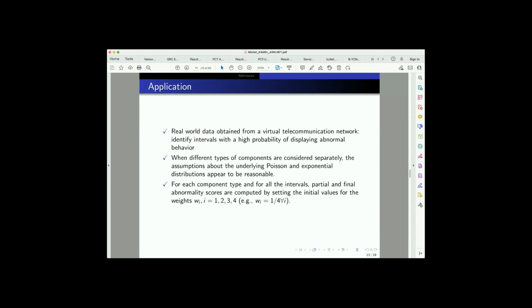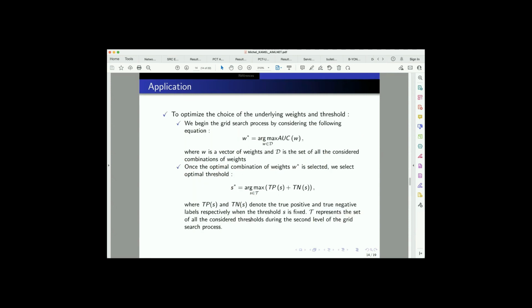And all that you have seen has been applied on real-world data from a virtualized telecom network. We identified all probabilities based on that data. And we also tested all assumptions, especially the Poisson and the exponential distribution, using some t and chi-square tests. And then we generated the final weights and final score for each time interval. And then we did the optimization that I mentioned on that data.